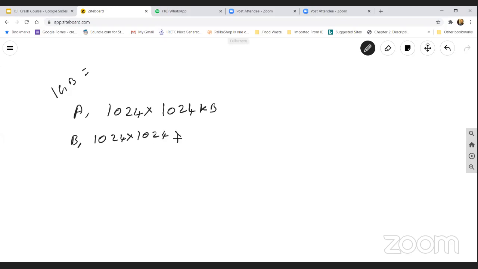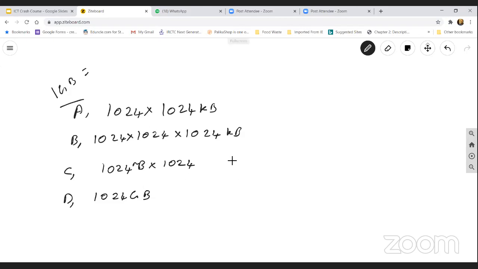So for example, I will write one question. 1 GB is equal to: option A, 1024 into 1024 KB; B, 1024 into 1024 into 1024 KB; C, 1024 MB into 1024; D, 1024 GB. We have to find out what 1 GB is equal to.